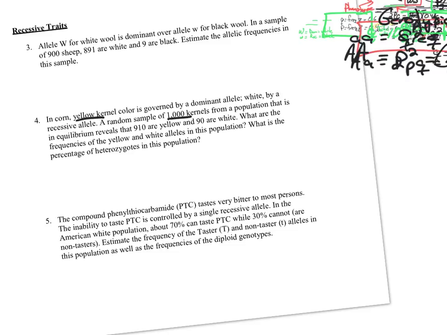Yellow corn, 1,000 kernels. White corn, dominant. Yellow corn is dominant. Recessive allele is white.